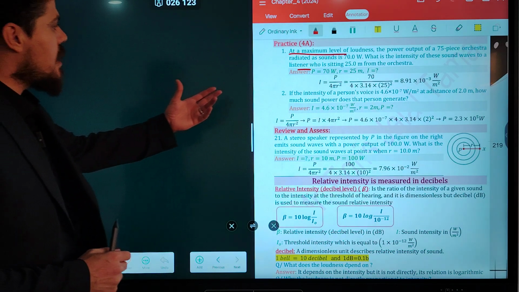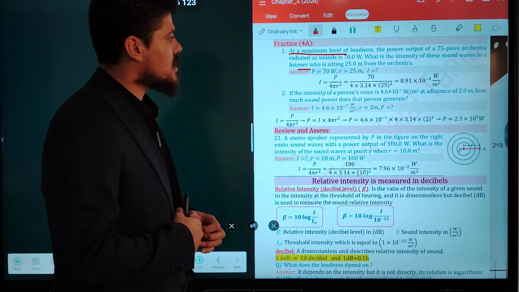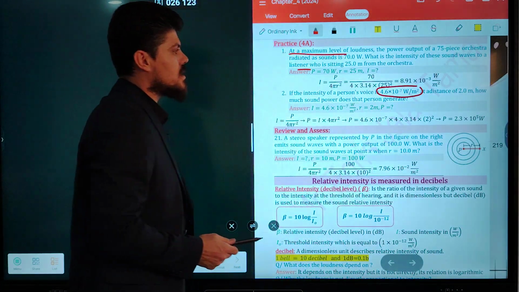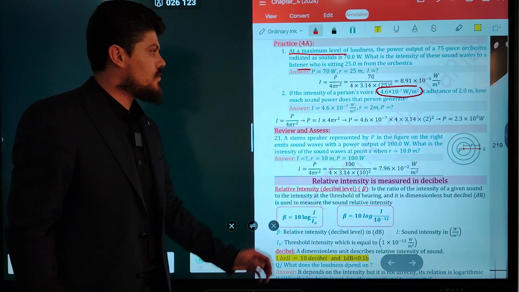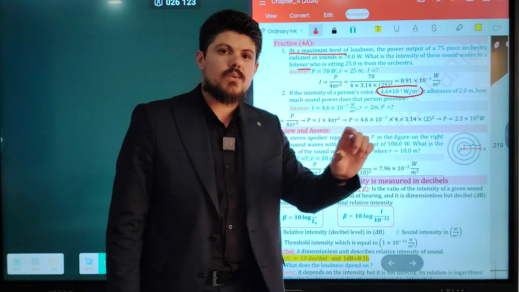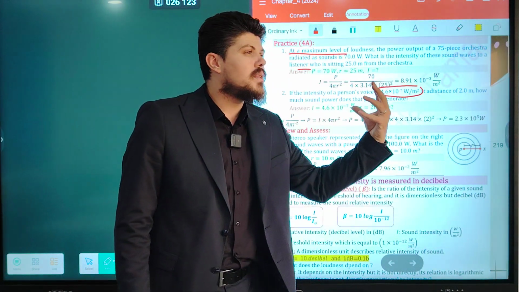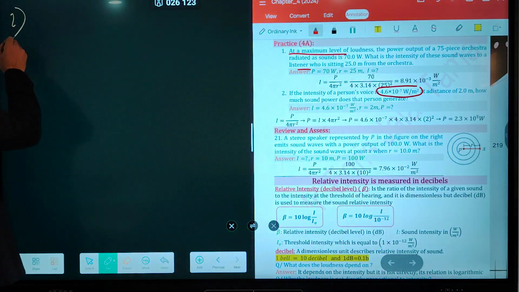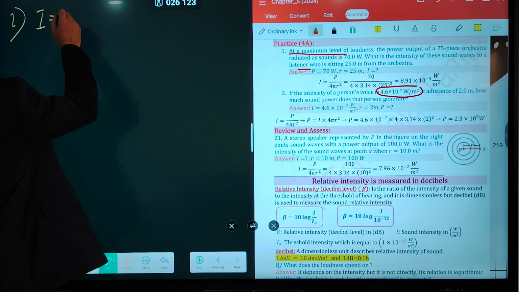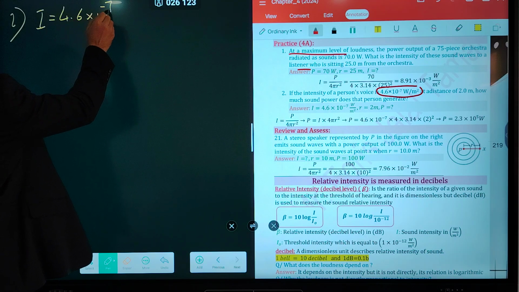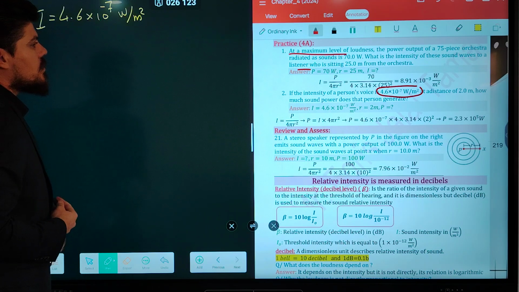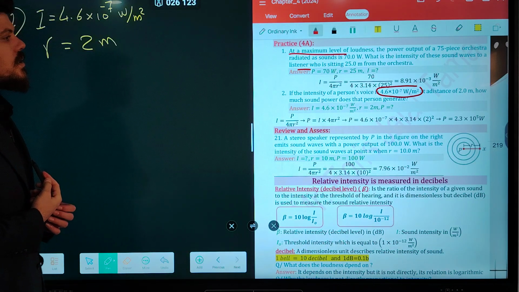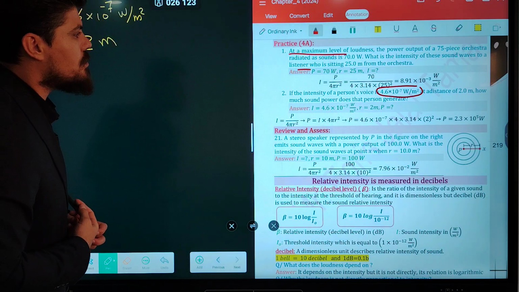Question 2, if the intensity of a person's voice is 4.6 times 10 power negative 7 watt per meter squared. What is this, guys? What is this 4.6 times 10 power negative 7? This is intensity. If you don't understand the questions, you can recognize all physical quantities by unit. So what we have here, watt per meter squared. Watt per meter squared is the SI unit for what? For intensity. So question 2, intensity is equal to what? 4.6 times 10 power negative 7 watt per meter squared. This is the intensity of the sound. At a distance of 2 meters. R is equal to how many meters? 2 meters. Okay. How much sound power does that person generate?